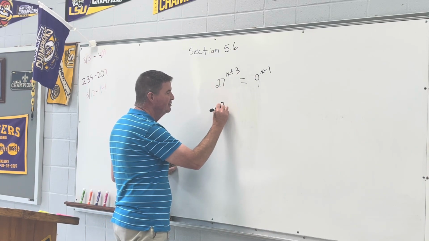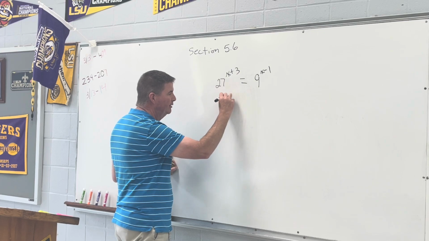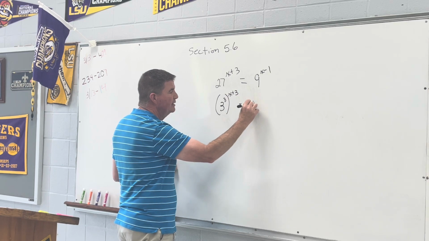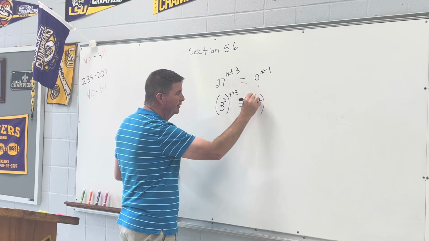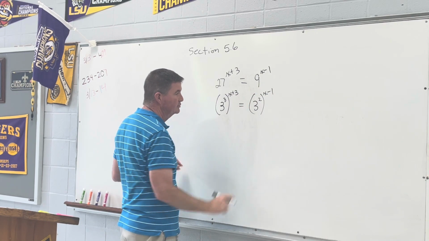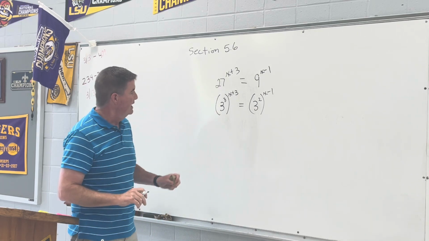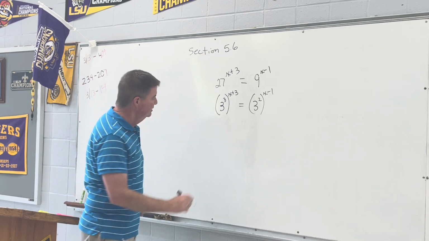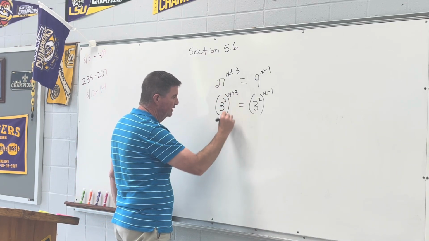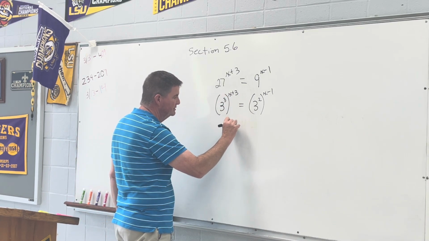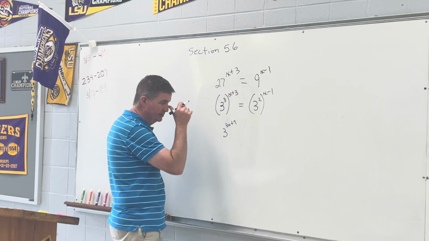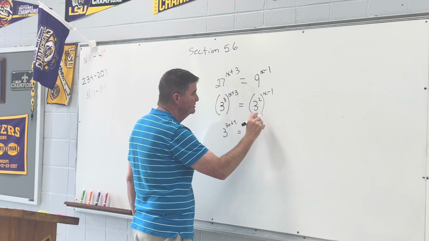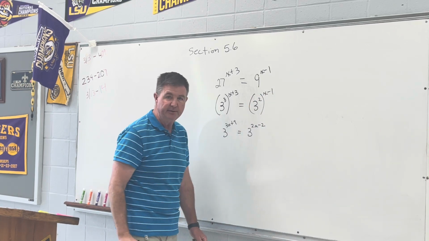So 27 will be 3 to the 3rd power raised to the x plus 3, and 9 will be 3 to the 2nd power raised to the x minus 1. Now, when we have a power raised to a power, we multiply. So this is going to be 3 to the 3x plus 9, because the 3 has to be distributed to both, equals 3 to the 2x minus 2, because the 2 has to be distributed to both.